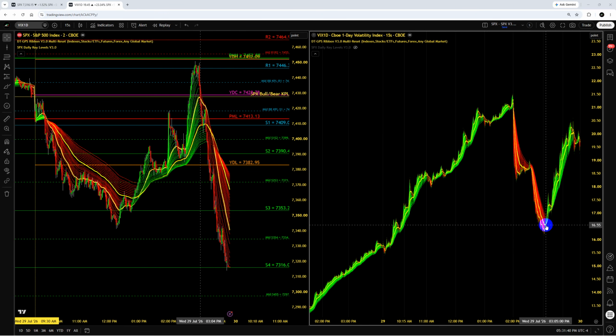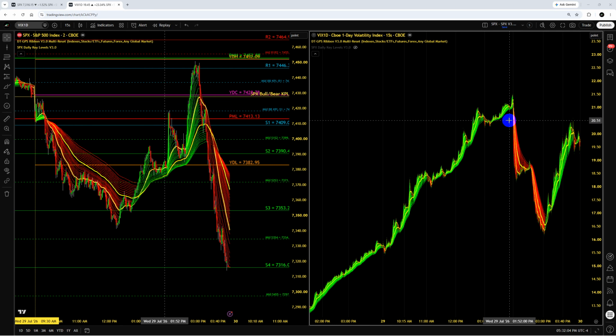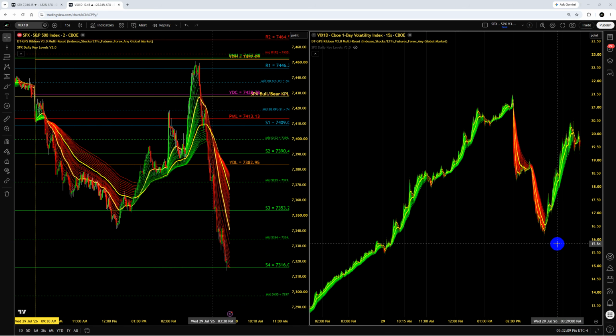Then, around the 3-ish, after some of Warsh's comments hit people the wrong way, we get the move back up. So it's a lot easier to see with the ribbon what exactly is going on here. And so you have this extreme move down. So that's when this starts here, goes back up, and basically doesn't quite hit the highs, but retraces back up near the highs here.